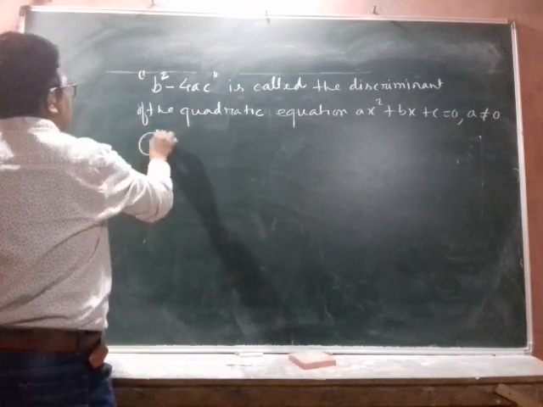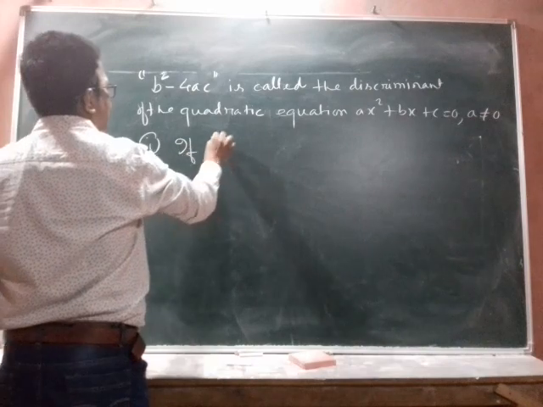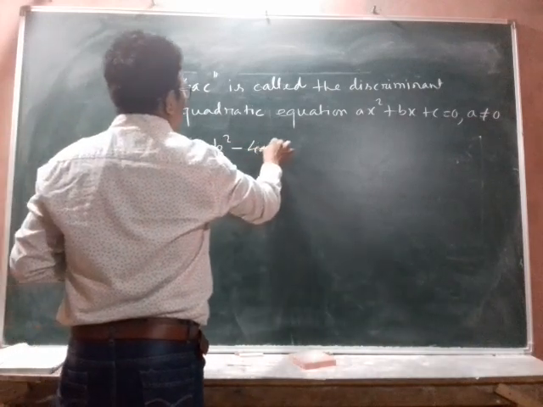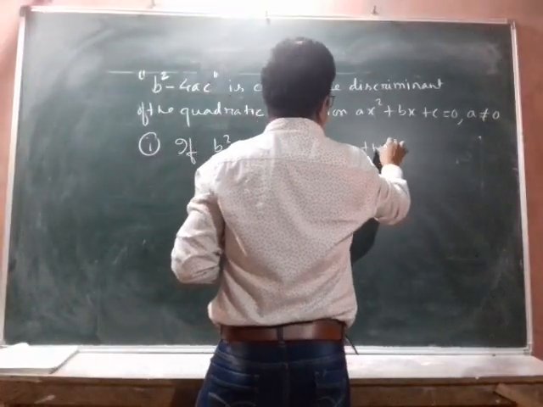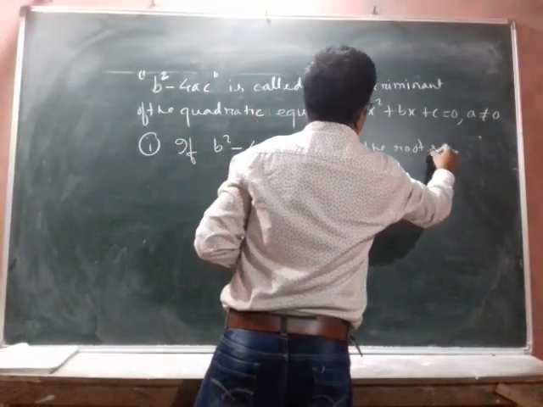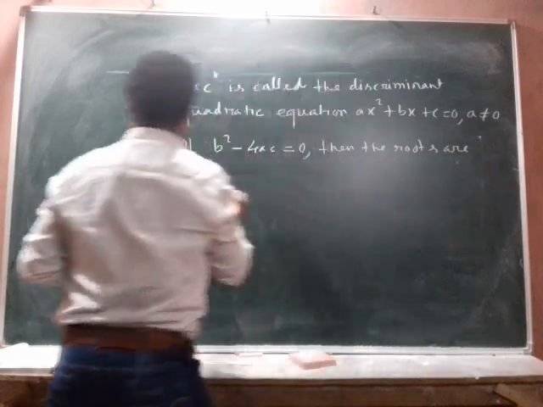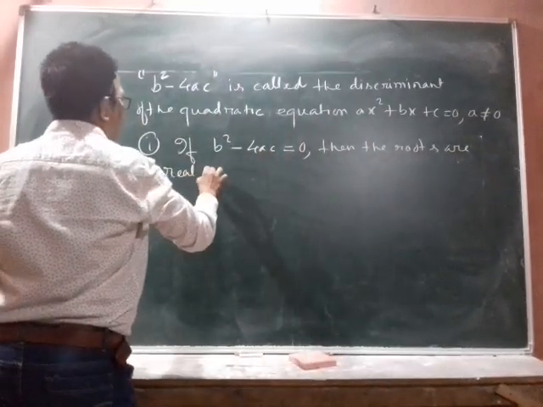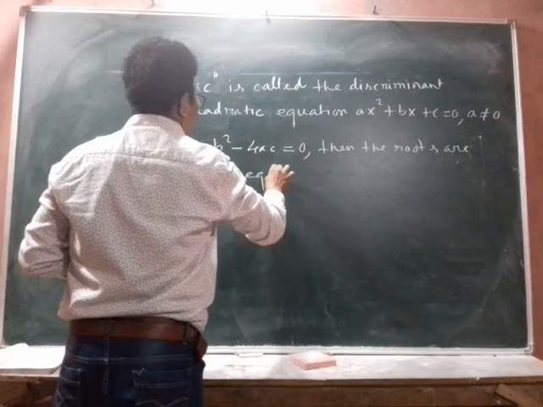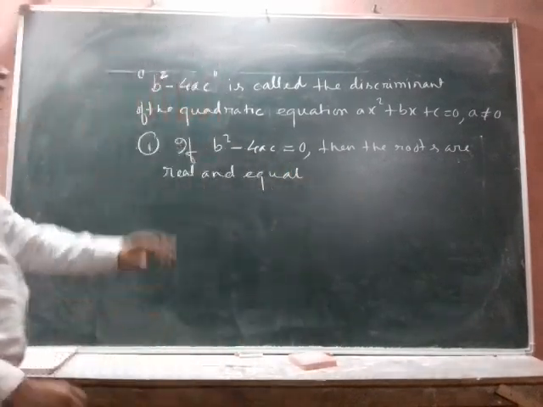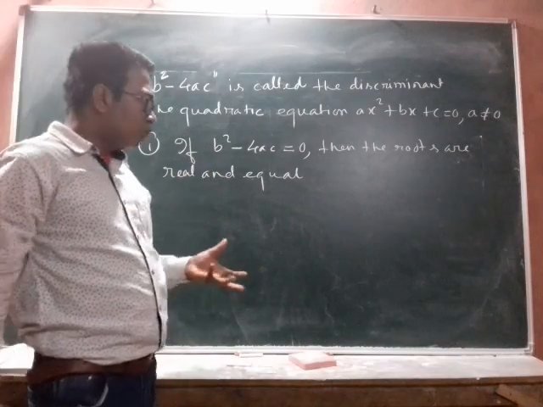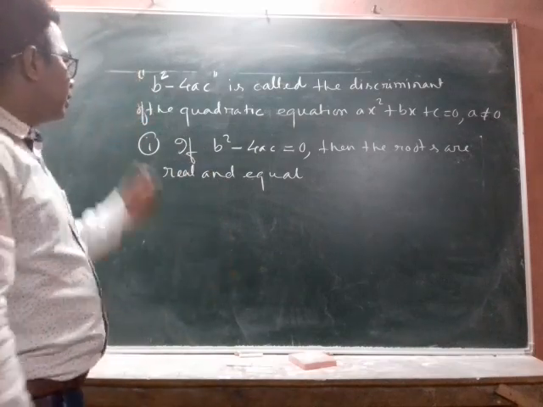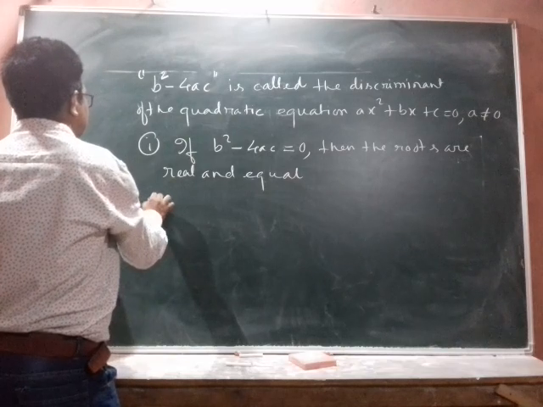So number one, if b square minus 4ac is equal to 0, then the roots are real and equal. So we see that if b square minus 4ac equal to 0, then both the roots, a quadratic equation always having two roots, then both the roots will be real and equal.